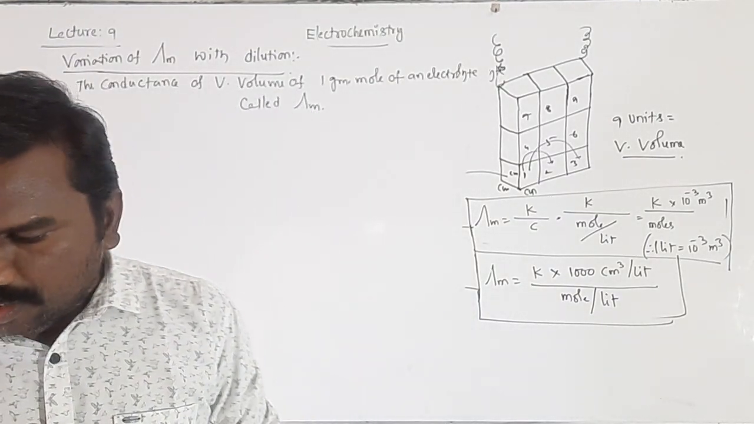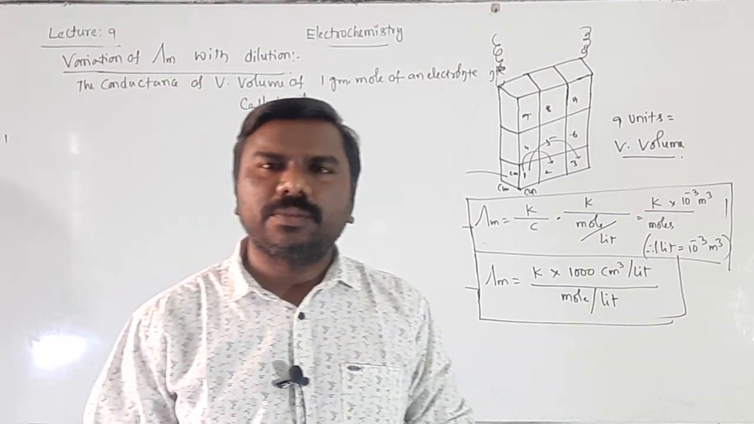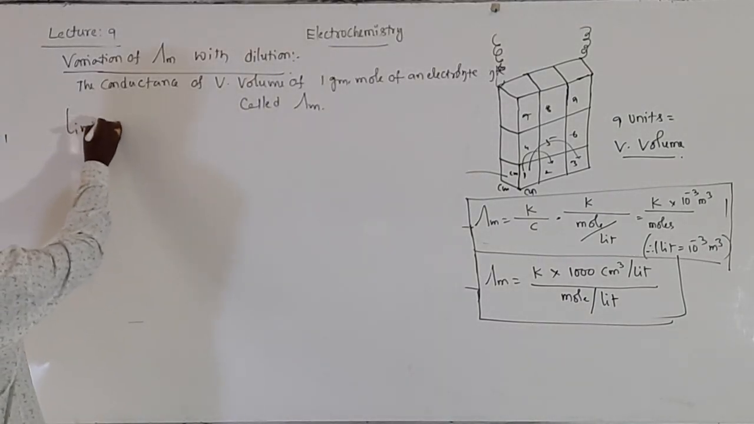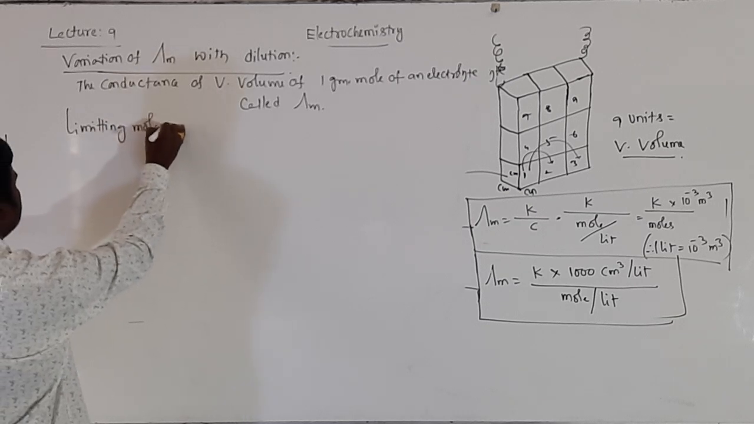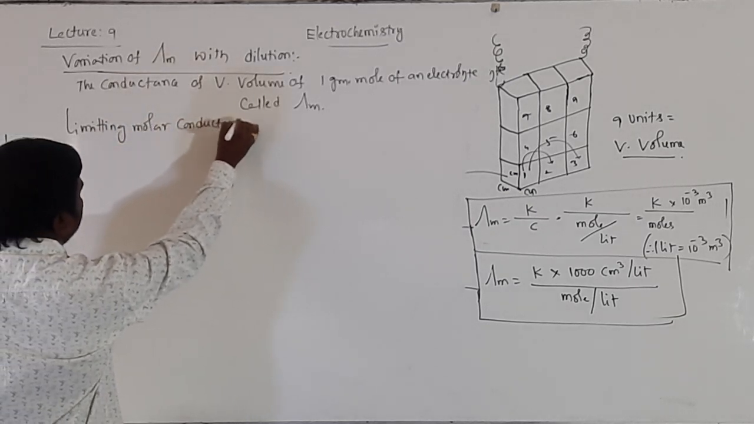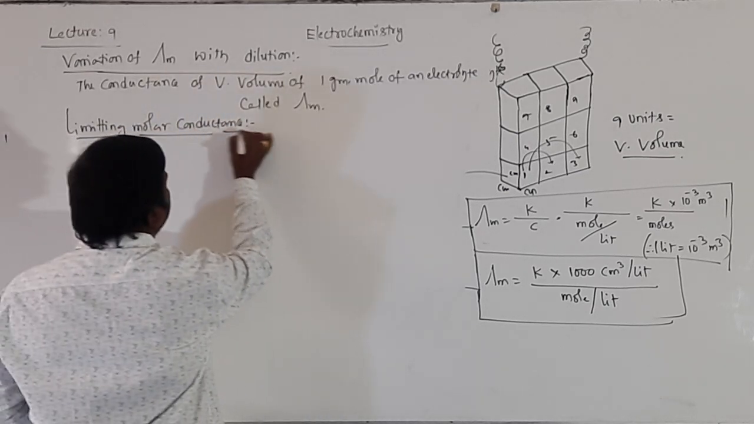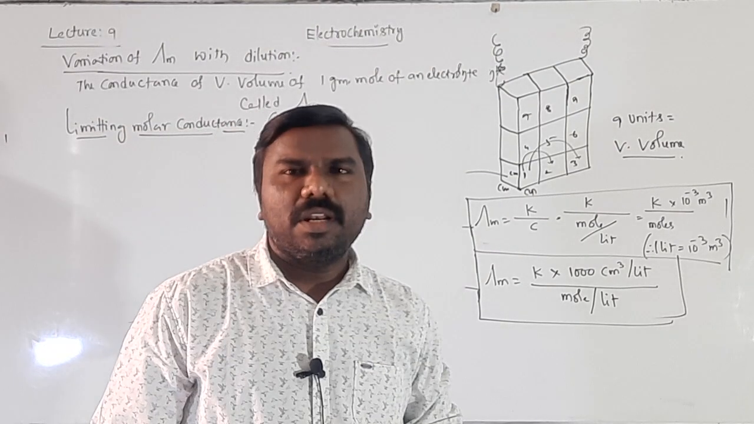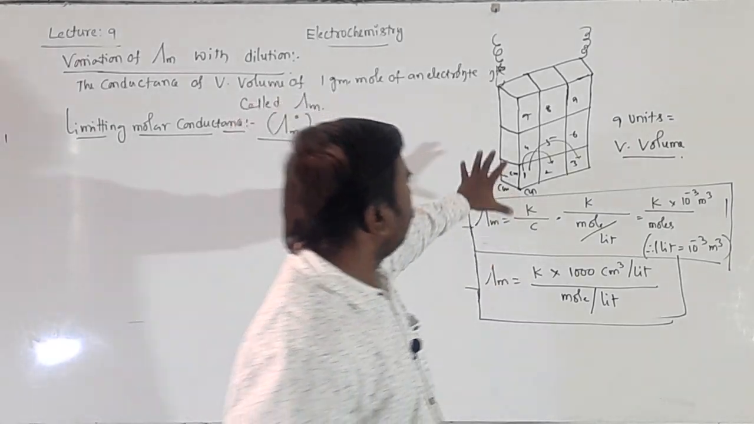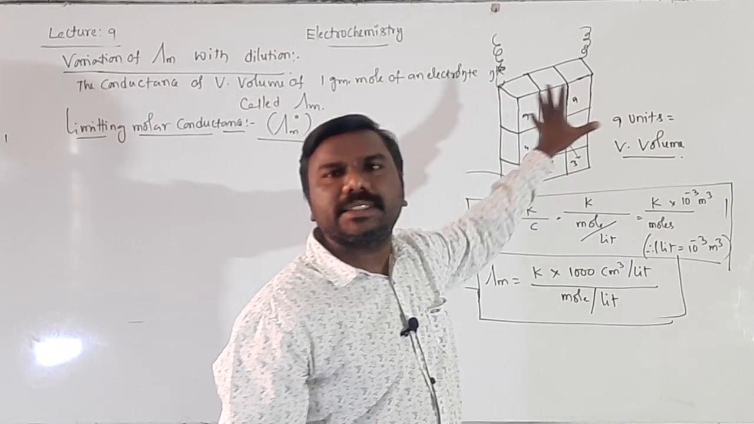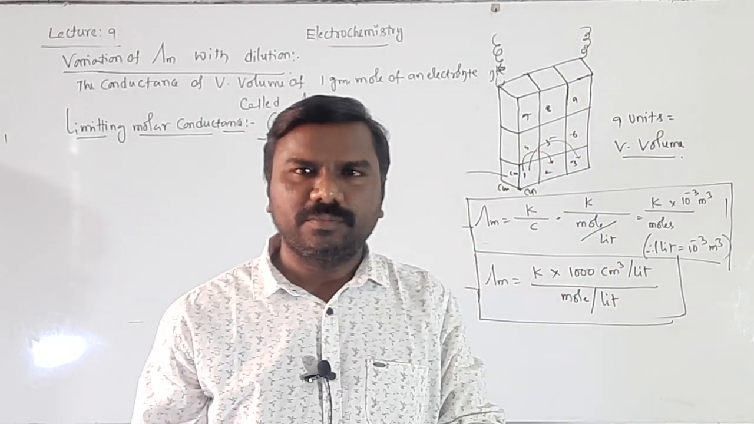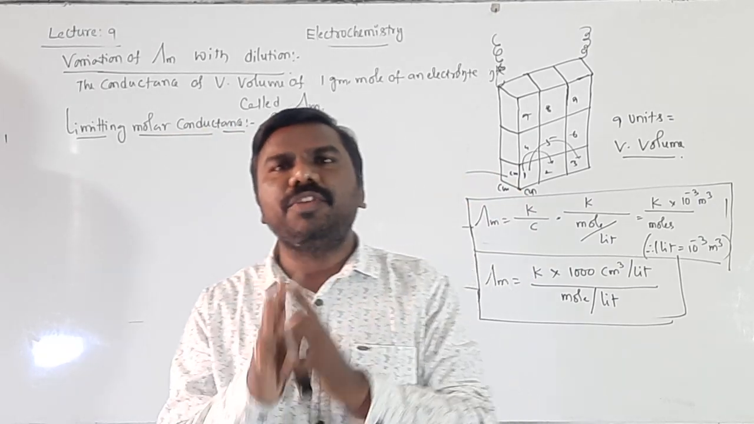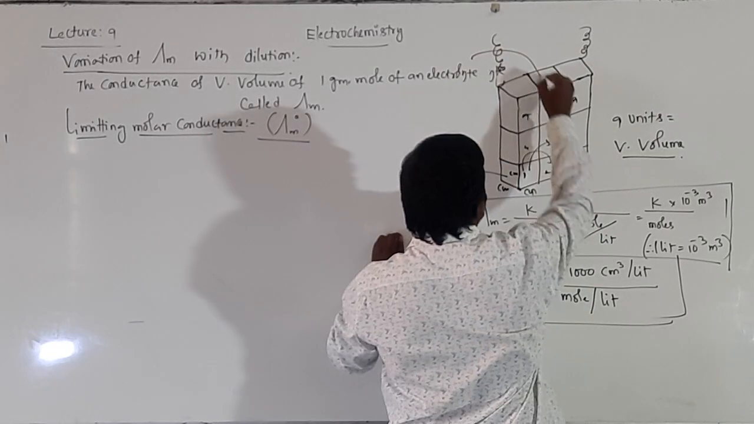Now, before going to that, we should know limiting molar conductance also. It is indicated by lambda m naught, very, very important. Limiting molar meaning is, we need to consider the 9 boxes, nothing but whole V volume. Don't consider 1 unit for molar conductance. So, whole 9 units considered as a V volume. I started to add water to this.